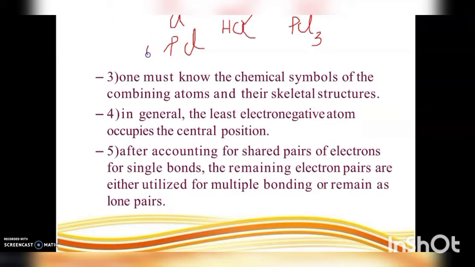After accounting for shared pairs of electrons for single bonds, the remaining electron pairs are either utilized for multiple bonding or remain as lone pairs. And then the next step is we have to draw the bonding in the molecule like this, each bond represented by 2 electrons. Then we have to distribute the other valence electrons, either as lone pairs like this, or else we can utilize them as bonds.